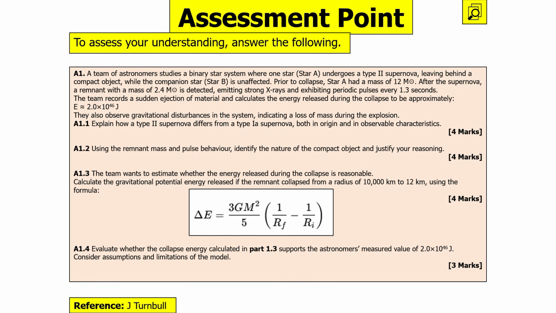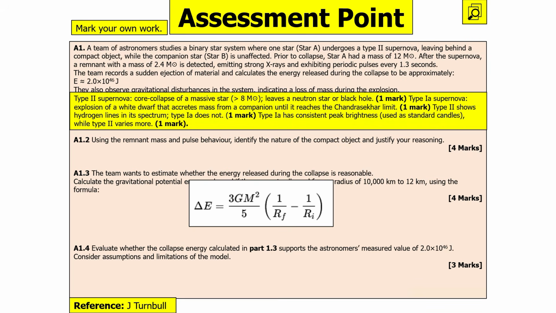Explain how a Type 2 supernova differs from a Type 1A supernova, both in observation and in origin. Using remnant mass and pulse behavior, identify the nature of the compact object and justify your reasoning. The team wants to estimate the energy released during the collapse and see if it's reasonable. Calculate the gravitational potential energy released if the remnant collapsed from a radius of 10,000 km to 12 km using the formula on the screen. Evaluate whether the collapse energy calculated supports the astronomers' measured value of 2 times 10 to 46 joules. Consider assumptions and limitations of the model. So pause the video now and then unpause the video when you want to go through your answer.